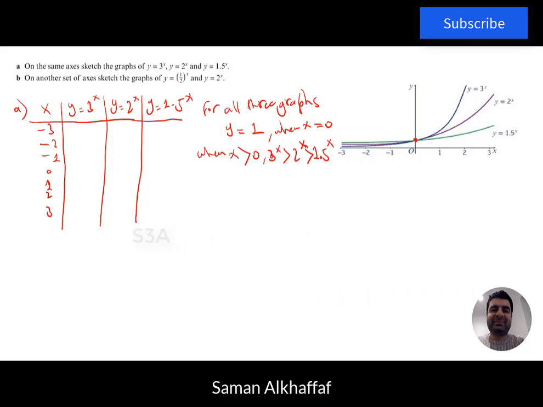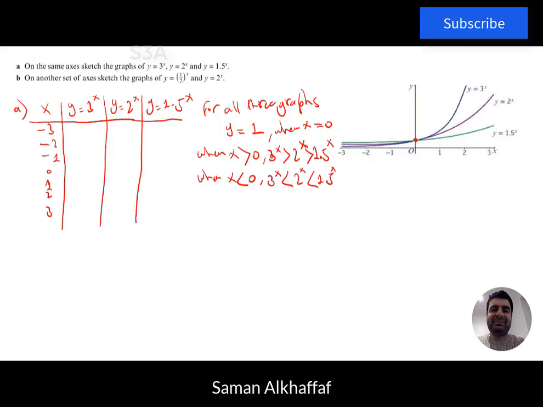Now also when x increases above 0, then we will see 3 to the x bigger than 2 to the x, and also bigger than 1.5 to the x. And this is how we prove where they intersect, and also as the values of x increase or decrease, how these graphs behave.